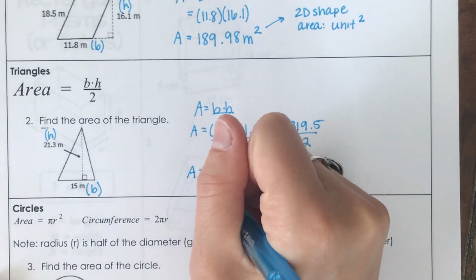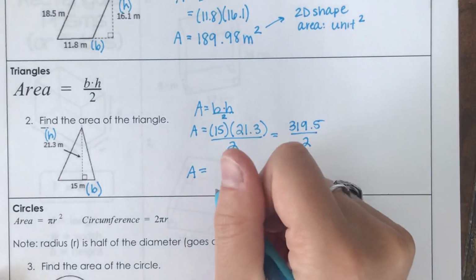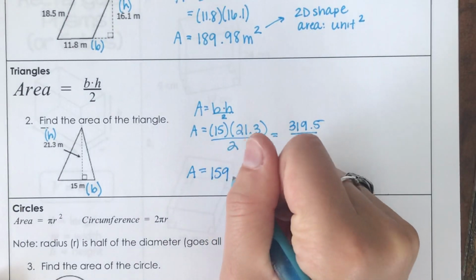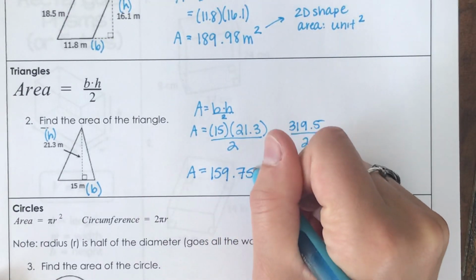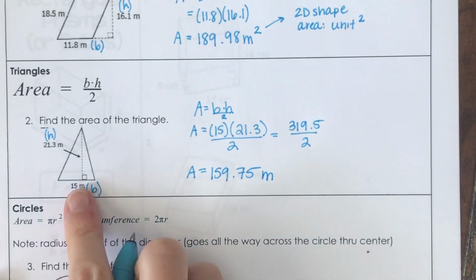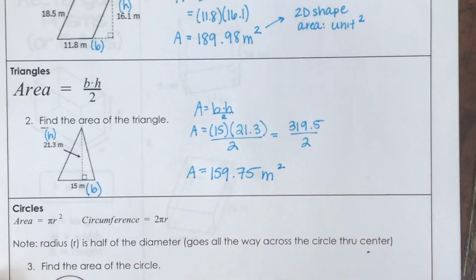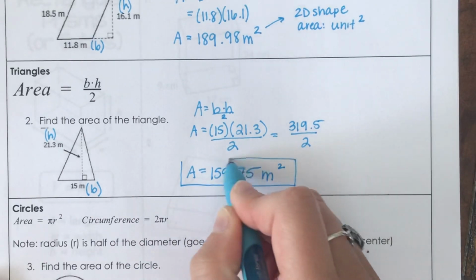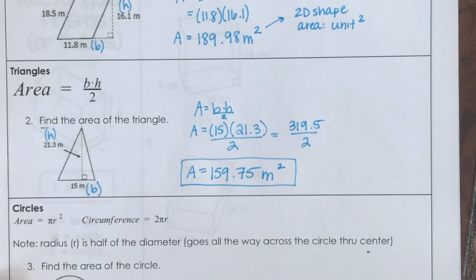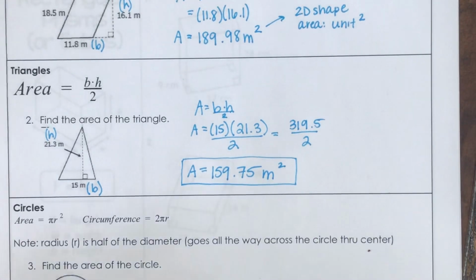So my area for this problem is 159.75, and again, it's area, so it's meters squared. It's a 2D figure, so my units are squared. Okay, so it's just like the last one, just like a parallelogram, except I'm just taking the number and dividing it by 2.